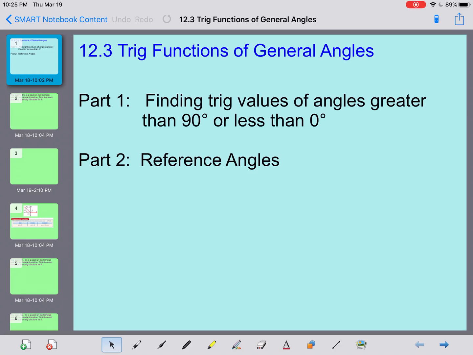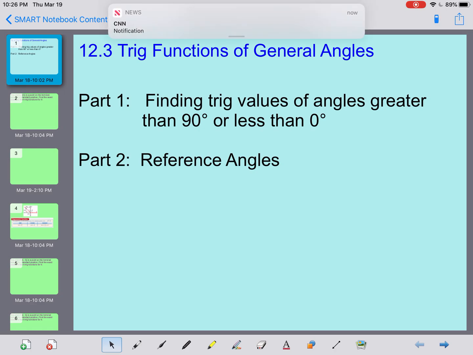So this is section 12.3. It's trig functions of general angles. And we're going to break this into two major topics in this section. We'll do both of them today. Part 1 is finding the trig values of angles greater than 90 or less than 0 degrees. And part 2 is about reference angles.